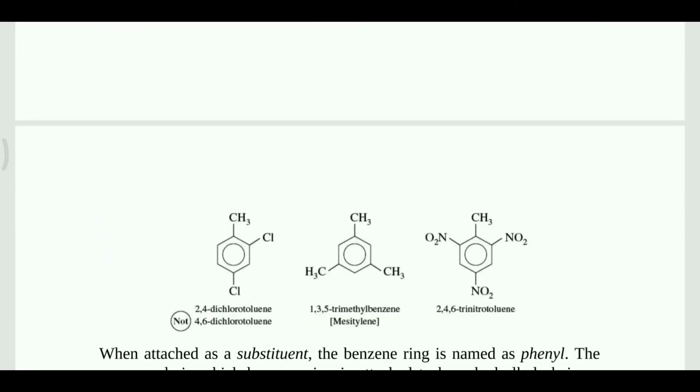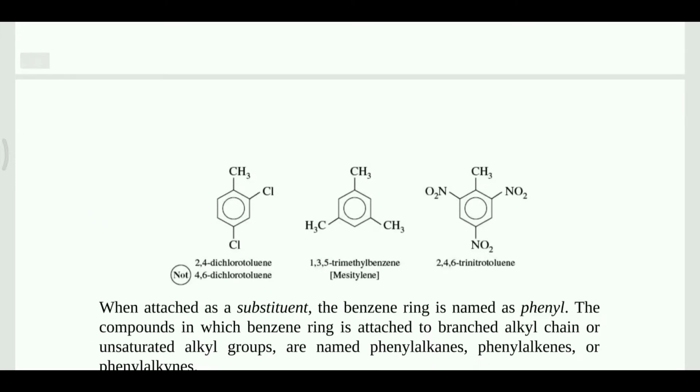Such as the first example, 2,4-dichlorotoluene, right? We are not saying it is 4,6-dichlorotoluene. Why not 4,6? Because 2,4 has the minimum numbers. So at that point we give the 2 and 4 positions to chloro. So it is the least number as compared to 4 and 6. Right? That is how we attach the numbering positions.